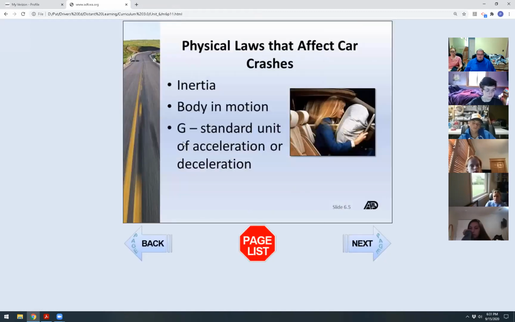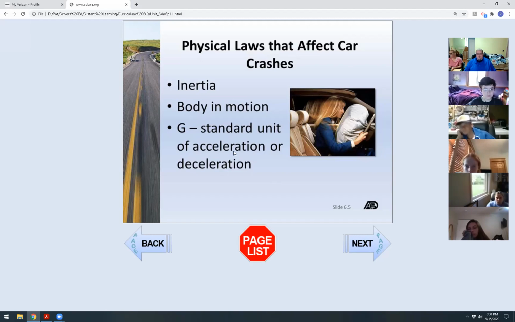And then here they say a G is a standard unit of acceleration or deceleration. You've probably heard, in the video or other places, of G-force. It just stands for the acceleration of gravity. So if you drop a hammer from the top of a building, it's going to speed up at a certain rate, the same rate as if you dropped a feather. Now, obviously, wind resistance comes into play, so it doesn't look the same. But if you were to throw a hammer down, it might be at twice the acceleration of gravity.